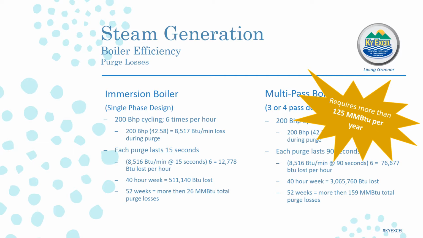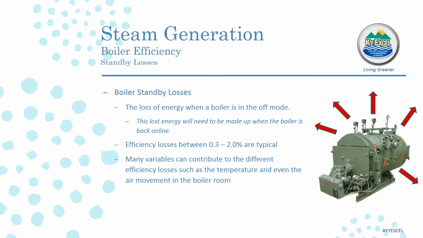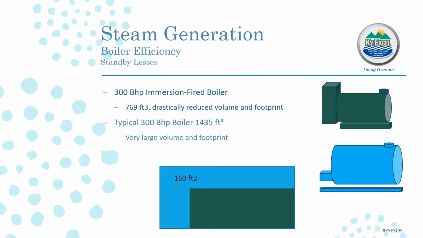Another item to consider when looking at boiler efficiency is standby losses. Boiler standby loss is the energy lost when a boiler is in the off mode. This energy will need to be made up when the boiler is back online. Typically, efficiency losses range between 0.3 and 2%. Many variables can contribute to the decreased efficiency caused by standby losses. Two such variables include the temperature and the air movement in the boiler room. However, remember, the larger the pressure vessel, the greater the standby loss due to the surface area of the boiler.